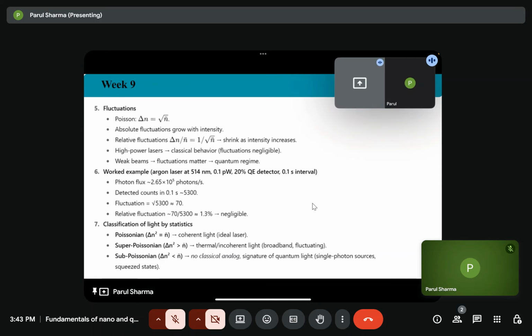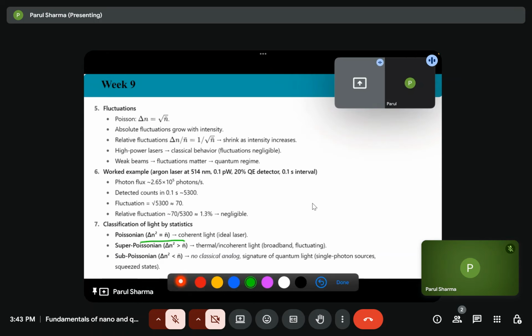So just to recap, Poissonian: delta n square equals n bar, coherent light, and this is the case of an ideal laser. Super-Poissonian: thermal and incoherent light, where we have the broadband and the fluctuations will be there. In case of sub-Poissonian, there is no classical analog. It is purely a signature of quantum light: single photon sources, squeezed states, or anti-bunching.